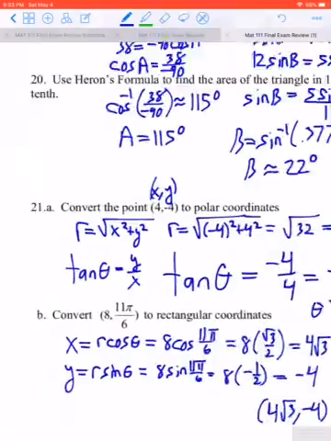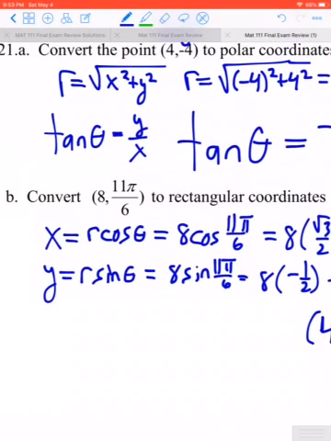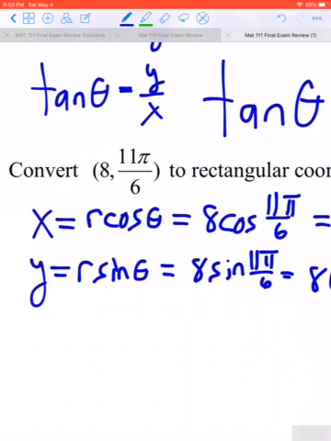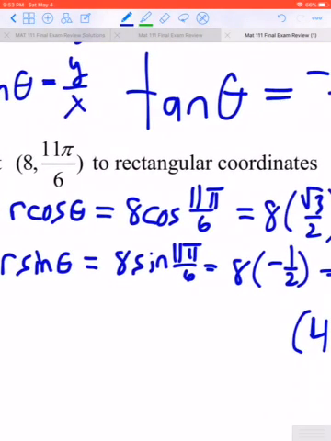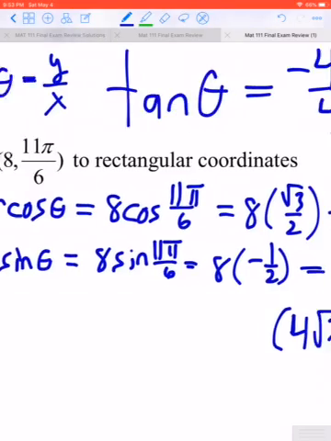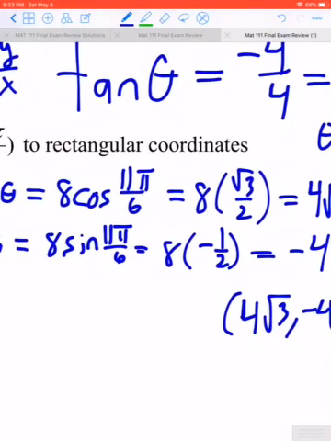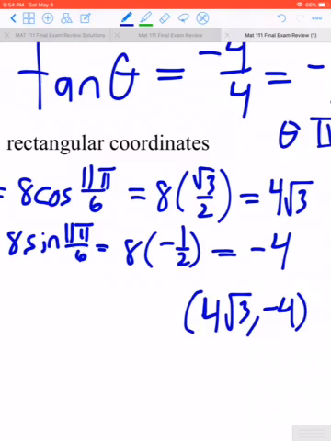In part B of this problem, they give us the polar coordinates, and now we're asked to change it back to rectangular coordinates. To do this, we need to use the equations x equals r cosine theta and y equals r sine theta. We know that x is going to be 8 times the cosine of 11 pi over 6. The cosine of 11 pi over 6 is radical 3 over 2, and therefore this is going to be equal to 4 square roots of 3.